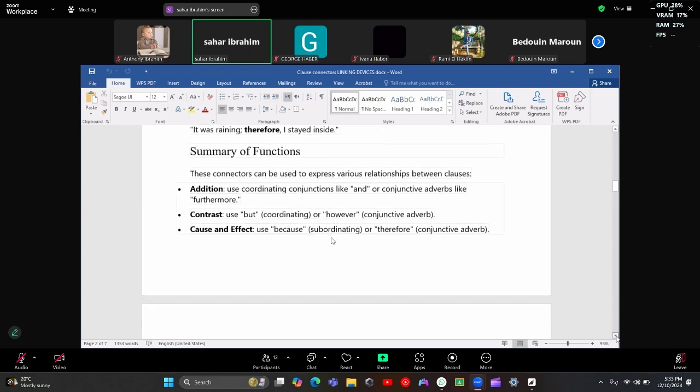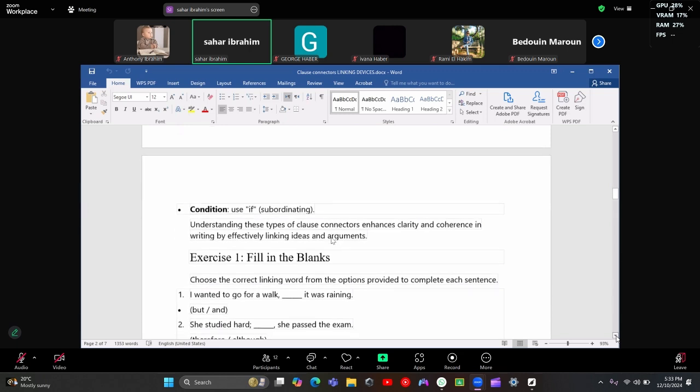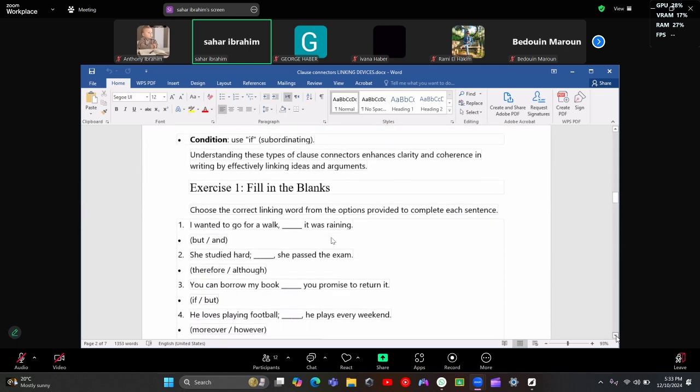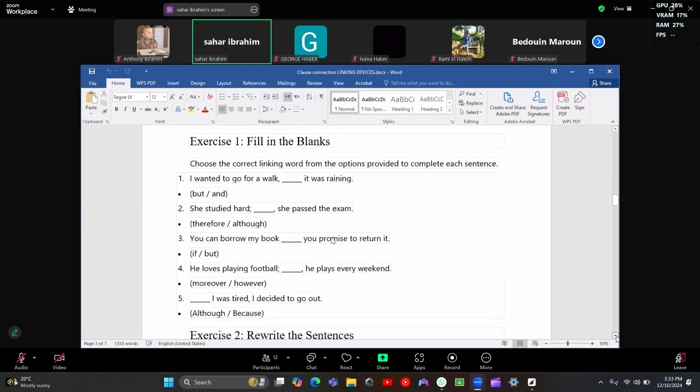Maybe when you use these frequently, they stick to your mind. Let's start with exercise number 1. Fill in the blanks. We will share what each word means, whether it's a coordinator, that is, we will talk about the function of these words. Have a look at exercise 1, sentences 1 through 5. Try to solve it in 1 minute and then you can share your answers.